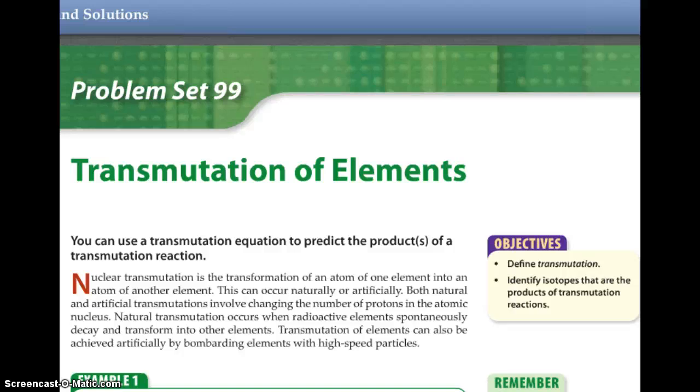Both natural and artificial transmutations involve changing the number of protons in the atomic nucleus. Natural transmutation occurs when radioactive elements spontaneously decay and transform into other elements. Transmutation of elements can also be achieved artificially by bombarding elements with high-speed particles.